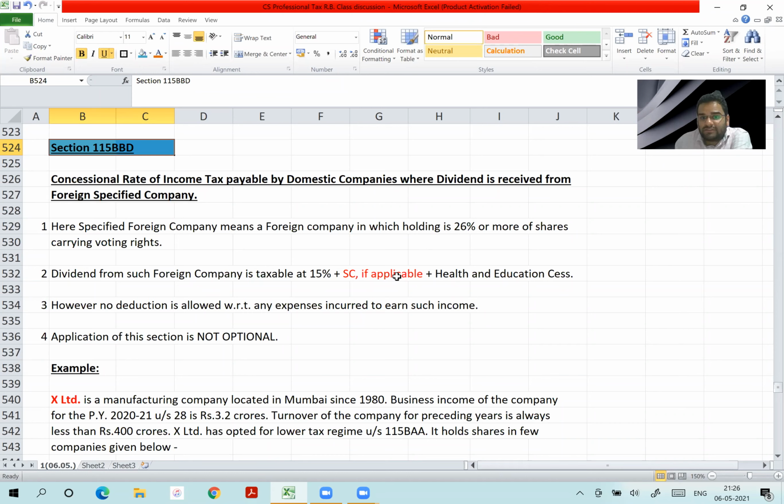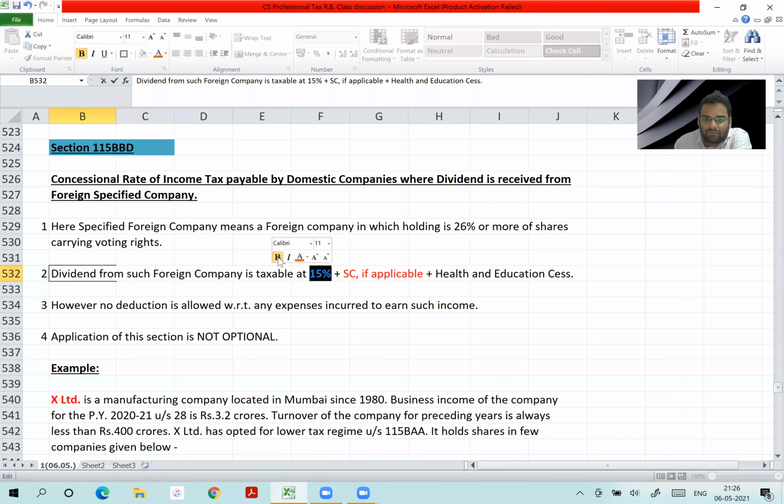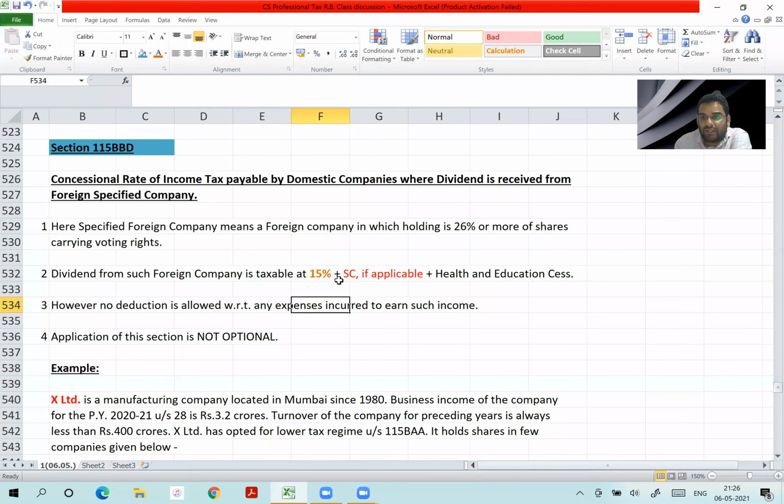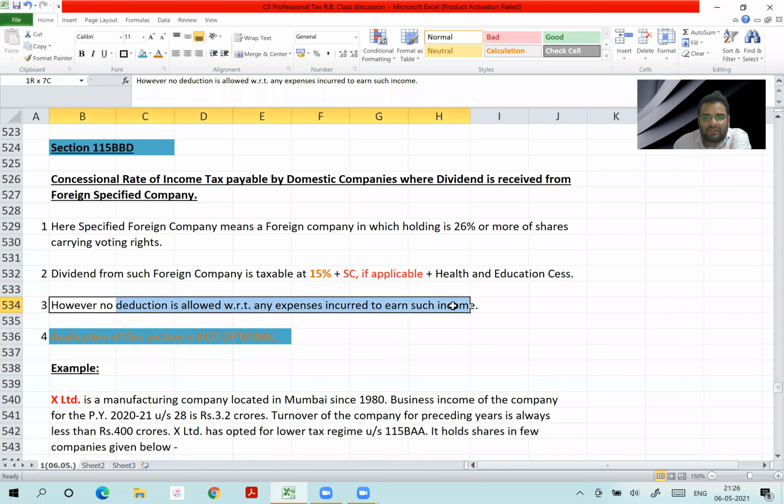So if dividend is received from a specified foreign company, then it is taxable at a special rate of 15%. At what rate is it taxable? 15% and not the normal rate of tax. And application of this section is not optional. This section is compulsory and no deduction is allowed with respect to any expense incurred to earn such income.